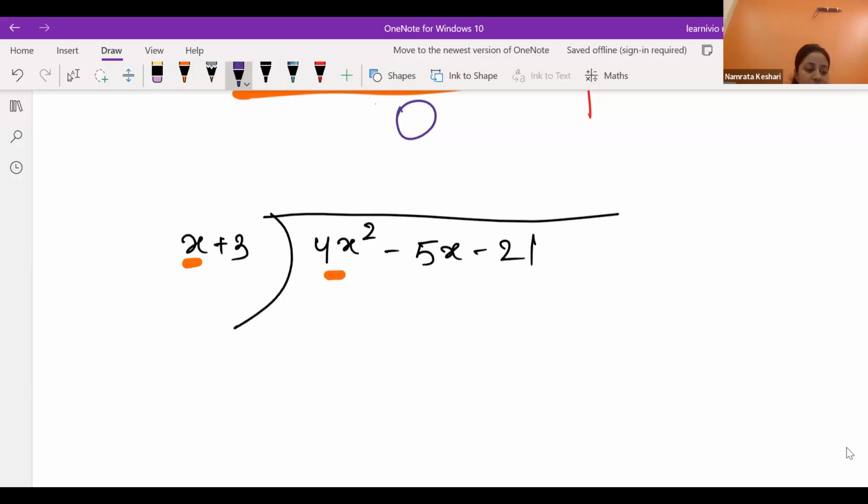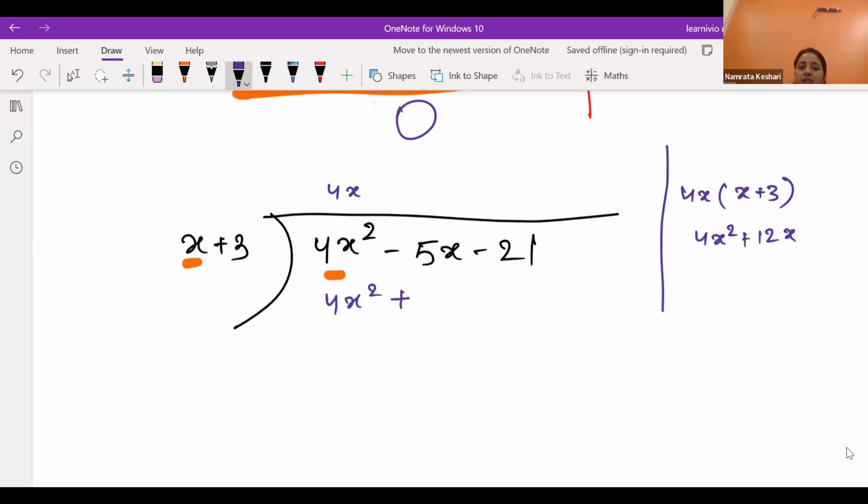4x. Okay, so 4x multiplied with x is 4x square, but this 4x we need to multiply with the complete divisor. You need to multiply your quotient with the complete divisor. That means you will be getting 4x square, you will be getting 12x. Let's write it. 4x square plus 12x.